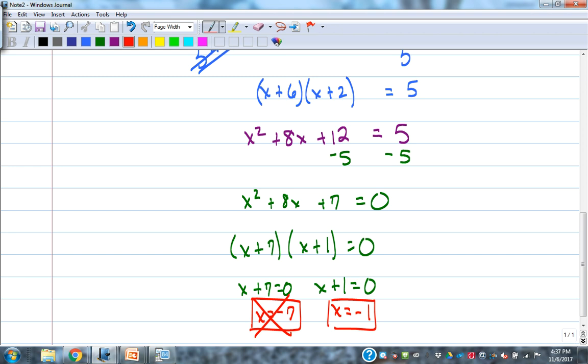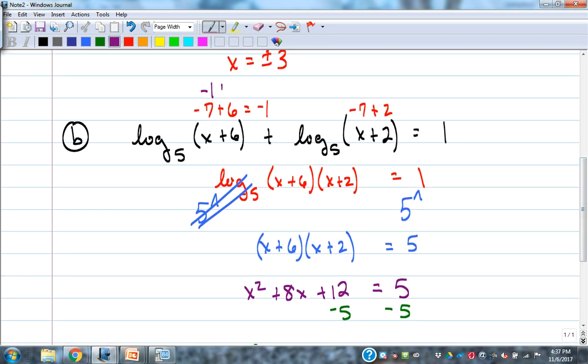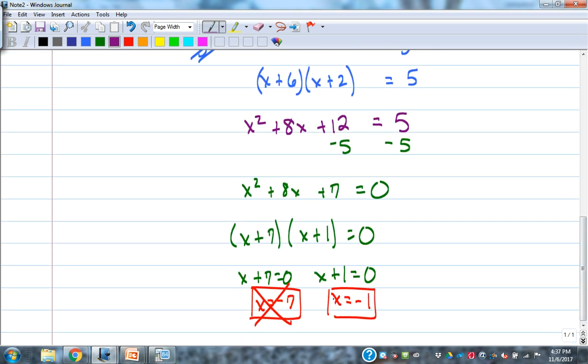Does that mean that negative 1 is in? Not necessarily. We've got to check it too, because it could have no solution, and we've got to make sure it's not extraneous as well. So if I plug that in, negative 1 plus 6 is 5, so that works in that one. Over here, negative 1 plus 2 is positive 1. That's doable. That works. So negative 1 does work, and we are going to keep it. The other one is an extraneous solution, so we throw it away.